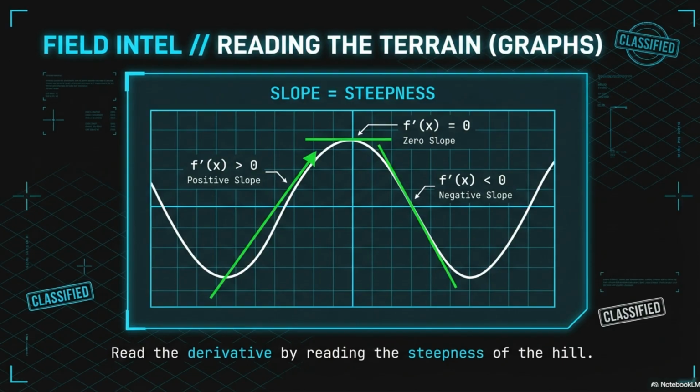Field intel, reading the terrain. When reading a graph, the derivative translates directly to the steepness of the hill. If the graph is climbing, the slope is positive, meaning f prime of x is greater than 0. At the exact peak or valley, the terrain levels out, meaning f prime of x is equal to 0. If you are descending, the slope is negative, meaning f prime of x is less than 0.